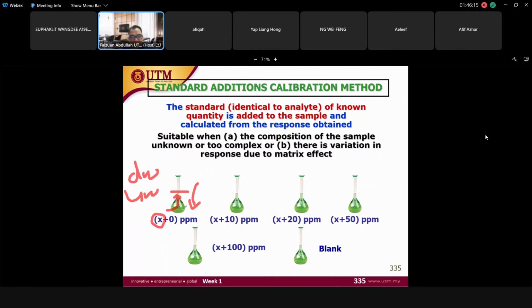Prepare 0 ppm, so all of it is sample, not including standard. Then X plus 10 ppm of the standard solution, X plus 20 ppm of the standards, and so on. For example, 0, 10, 20, 50, and 100, a series of 5 concentrations. So you have sample plus the standards in all the standard solutions, and also you have a blank here.